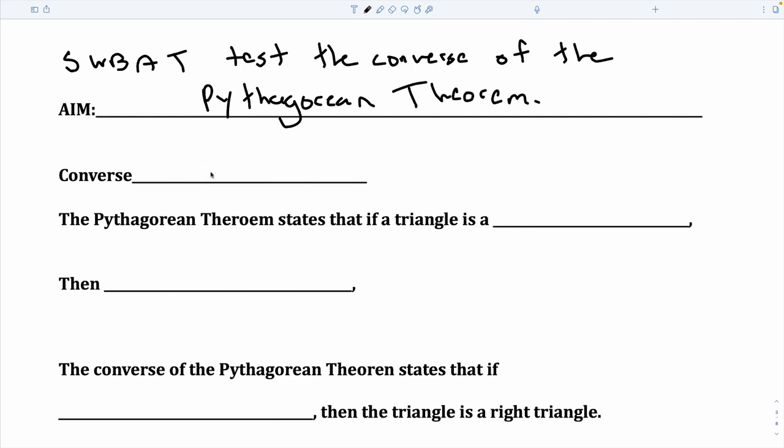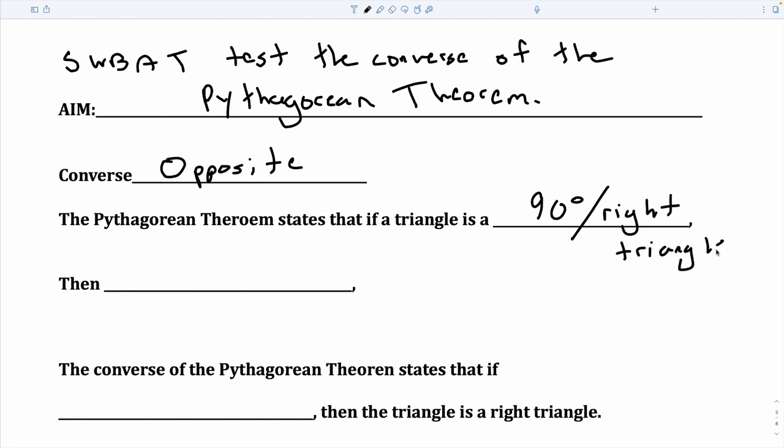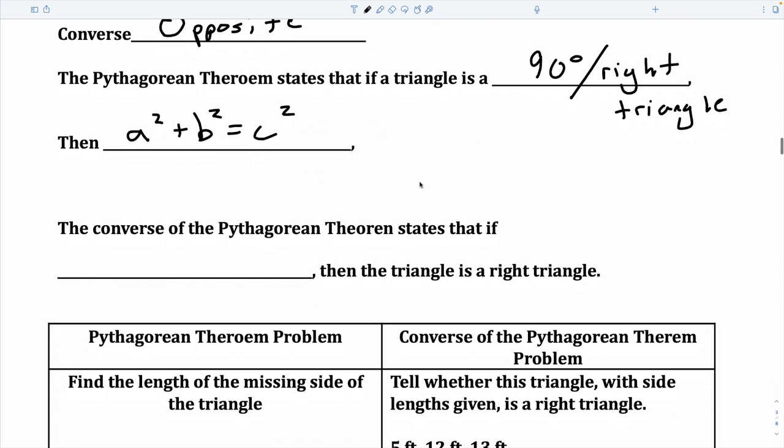When you hear the word converse, you should think in your head opposites. So if the Pythagorean theorem states that if a triangle is a 90-degree or right triangle, then you know a squared plus b squared equals c squared. Working backwards from that, the converse states that if a squared plus b squared equals c squared, you can say it's a right triangle.